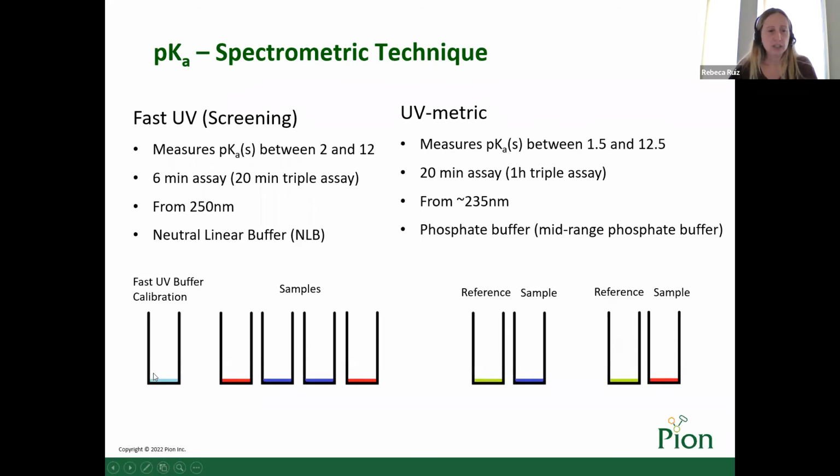and only uses that one for the rest of the samples that are going to be titrated in the same conditions. However, for UV metric assays, every reference has its own sample. So we always have them in couples.